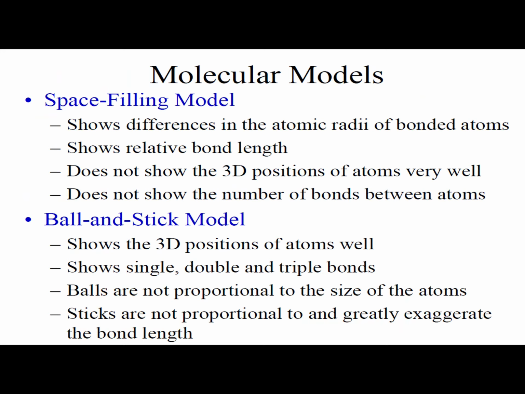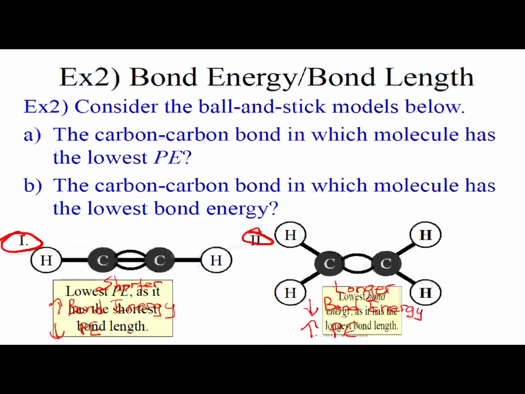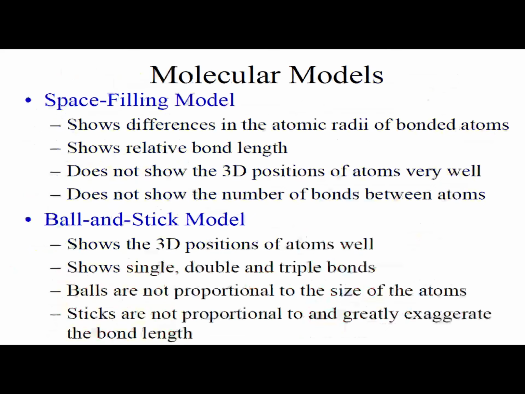So a space filling model is going to show differences in the radii and relative bond length, but it doesn't show the 3D positions. The ball and stick, which is what these guys are, is going to show the 3D position of the atoms. It's going to show single, double, and triple bonds. The thing to remember about these is these little balls are not proportional to the size of the atoms. I think a space-filling model shows you the size of the atoms in relation to each other a little bit more.